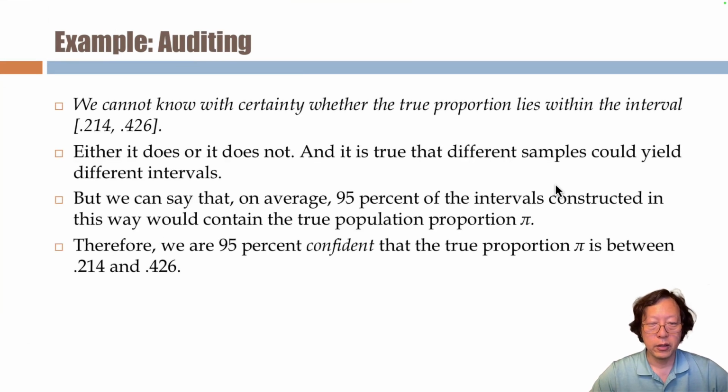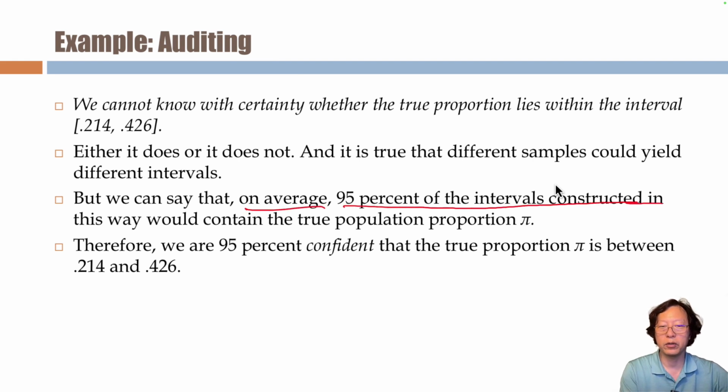Yeah, we cannot know with certainty whether the true proportion lies within the interval, right? But we can say on average 95% of intervals constructed in this way, again, that's the same way, if we created an interval the same way, only with a different sample, 95% of those intervals will contain the true population proportion. That's what we express as 95% confidence.